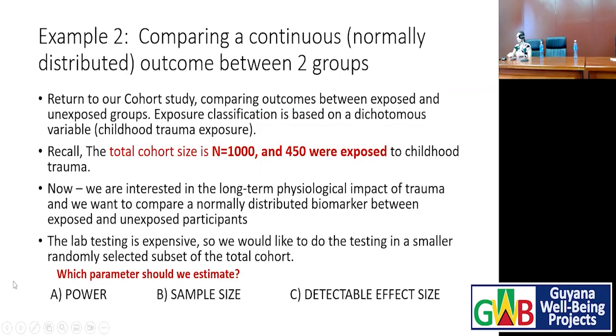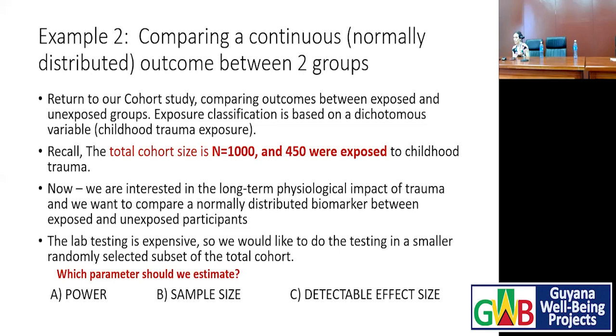Okay, so let's go to the next example. We're going to compare a continuous, roughly normally distributed outcome between two different groups. We're going to stick with our same cohort study. We're comparing an exposed and unexposed group. There were 1,000 total, and 450 were those who were exposed to a child.